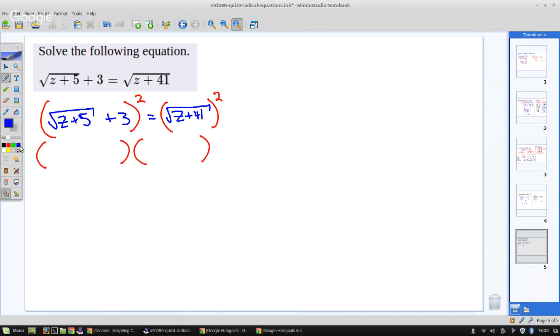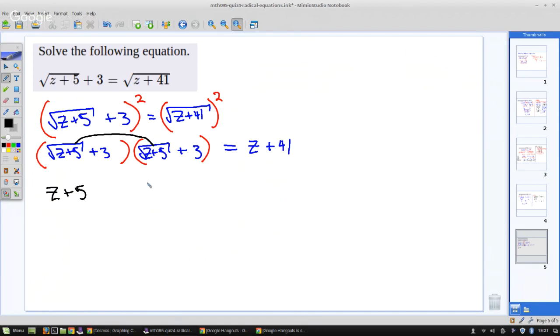So that means I've got the square root of z plus 5 in the root, plus 3, times the square root of z plus 5 in the root, plus 3. So that's what the left side equals. The right side is the square and the root cancel. That one's super easy. It's just z plus 41. This side's kind of a bummer because now I got a bunch of distributing to do. So first I got to take the square root times itself. That's cool. Square root times itself, the root cancels, leaving me just z plus 5.